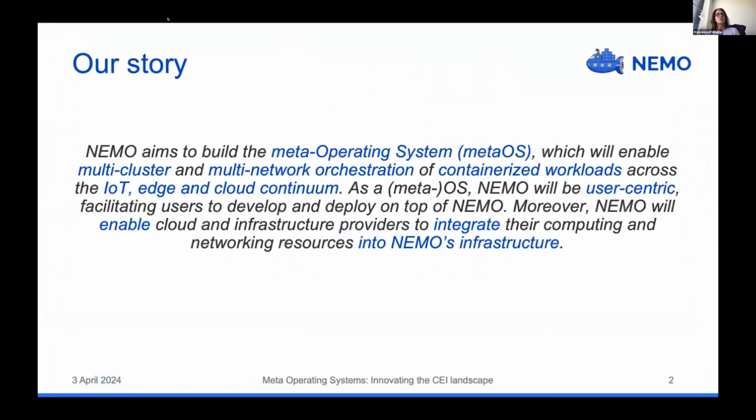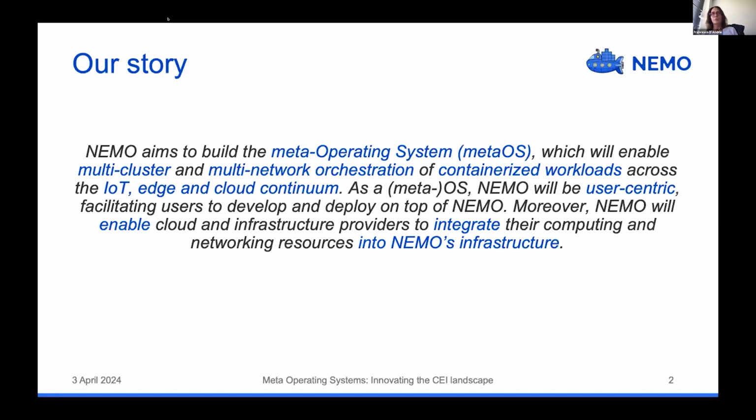So the main concept in Nemo is actually to build a meta operating system like the rest of the projects, but the focus here is on enabling multi-cluster and multi-network orchestration of containerized workloads, whatever kind of containers these could be. They could be different technologies of containers like Docker. It could be even unikernels for increased security. And this to be done seamlessly across the resources of the continuum, IoT, edge or cloud.